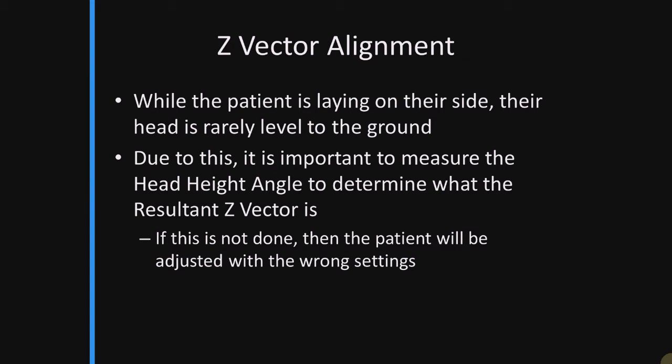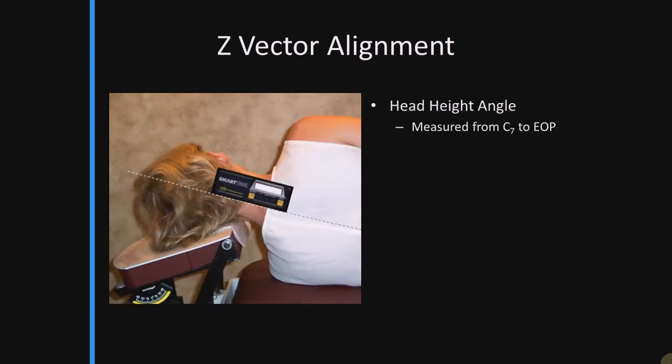Therefore, it is important to measure the head height angle of the patient to determine what Z application should be applied into the instrument to match the patient's side-lying body posture. If this is not done, then the patient will be adjusted with the wrong height setting. The head height angle we measured from C7 to EOP.